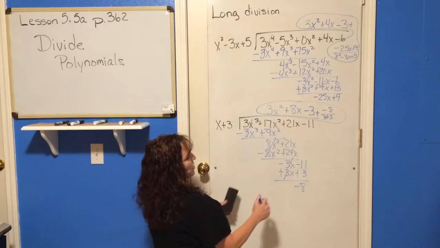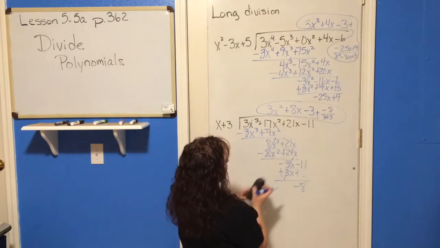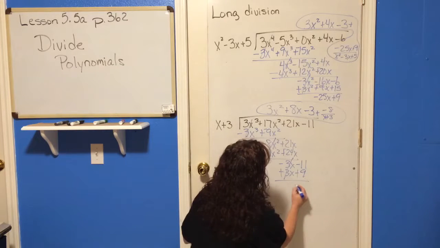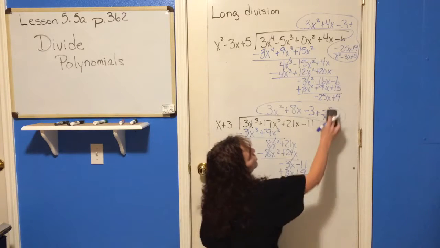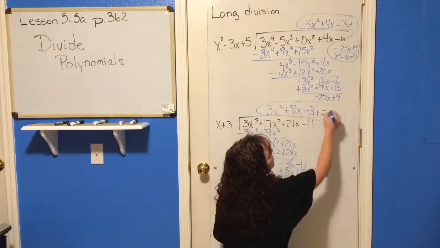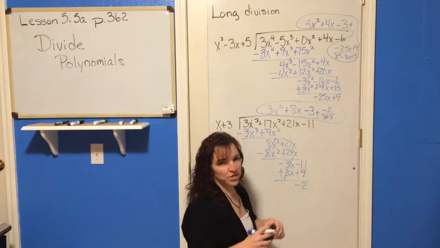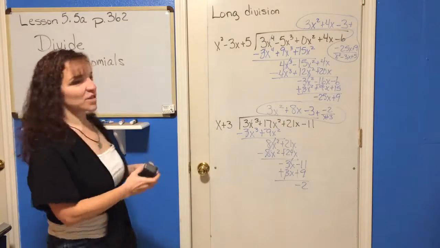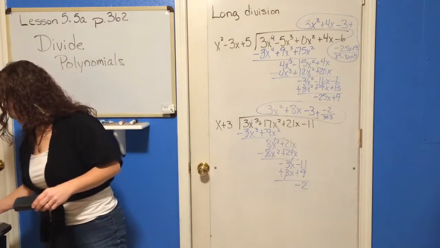Negative 3 times x is our negative 3x, and then 3 times 3, this is 9, not 3. So this becomes negative 2, which makes this negative 2. And hopefully, if you did that on your own, you already knew that, and you're saying, well, duh. So there you go, fixed. That's why I did it ahead of time, so that I could check and make sure.